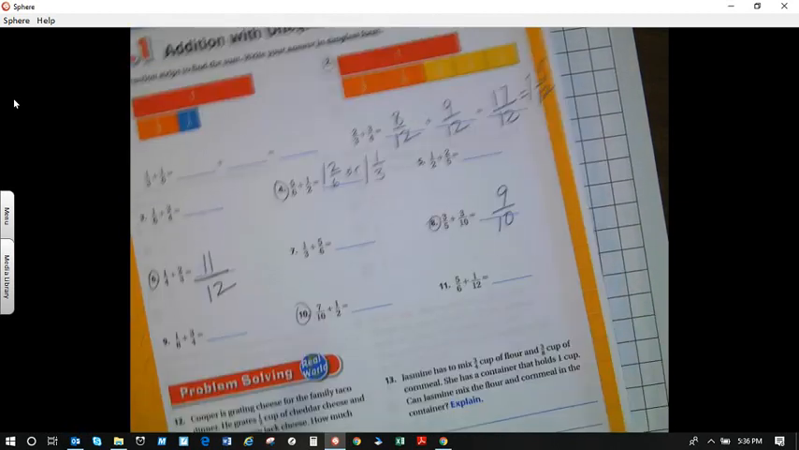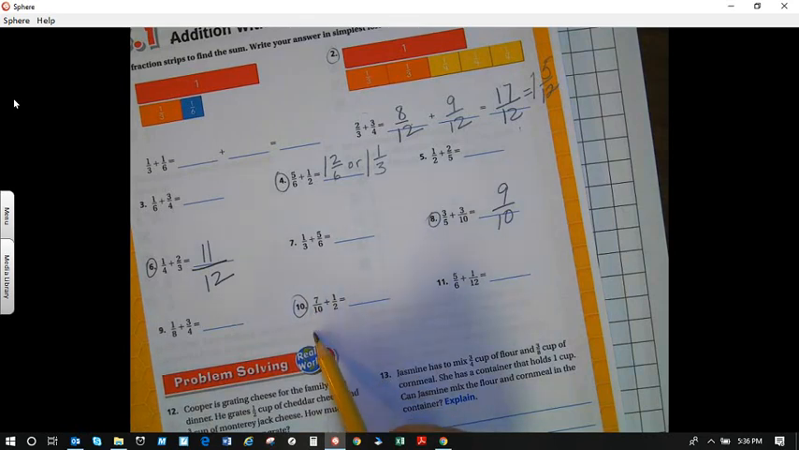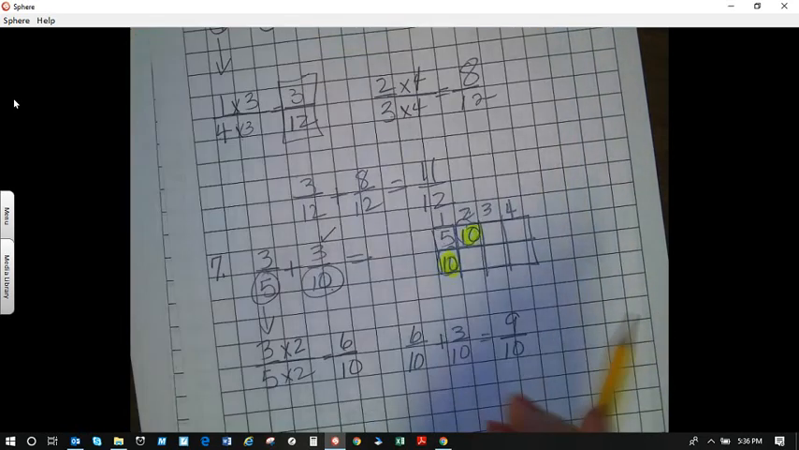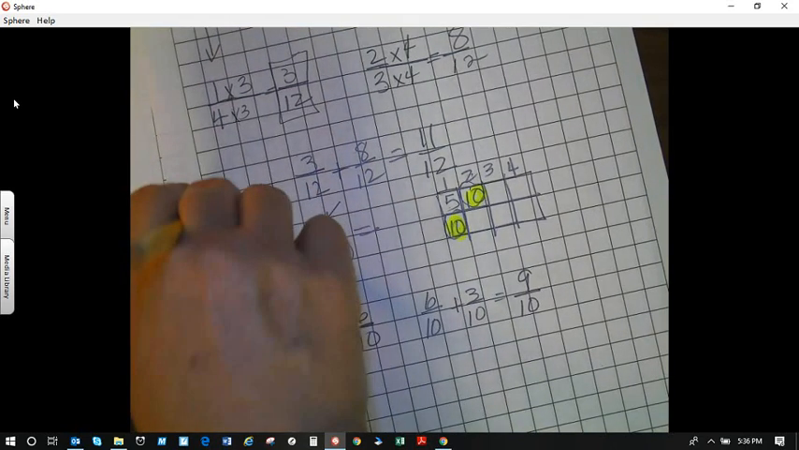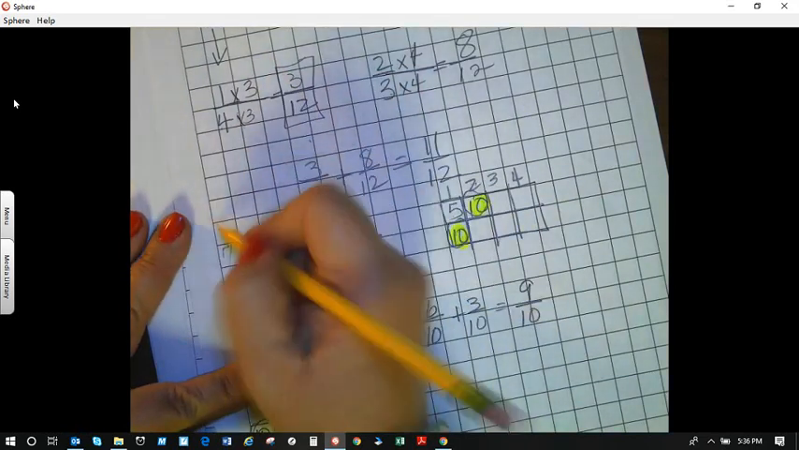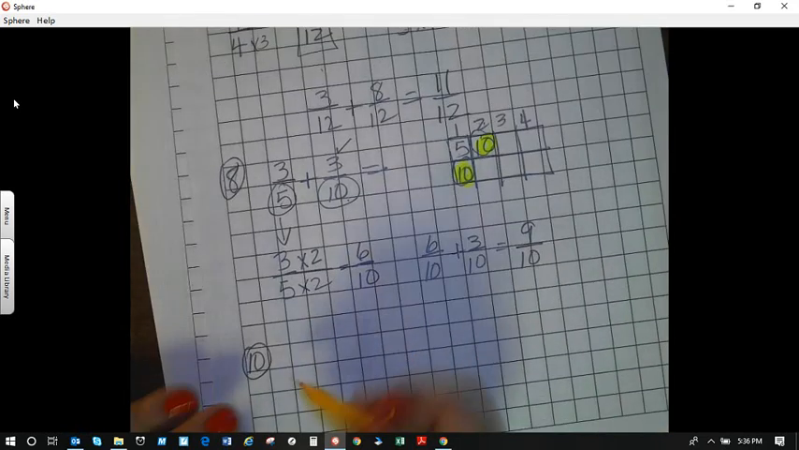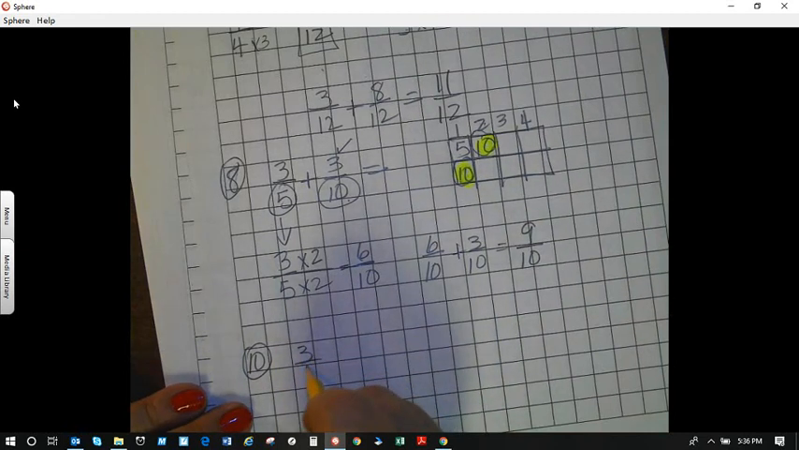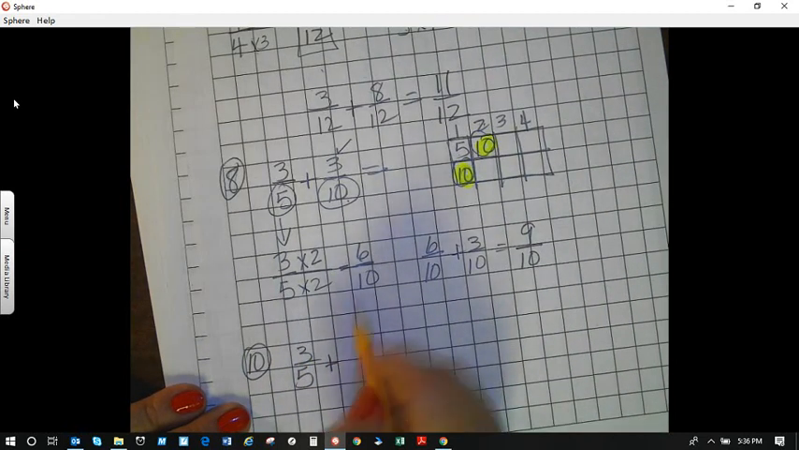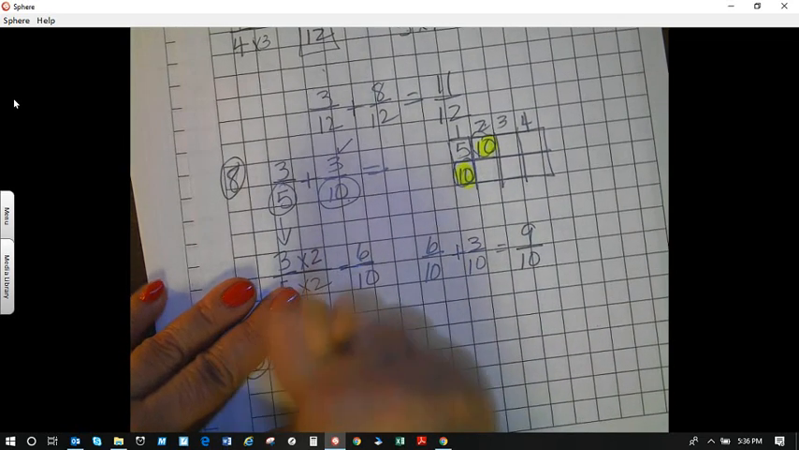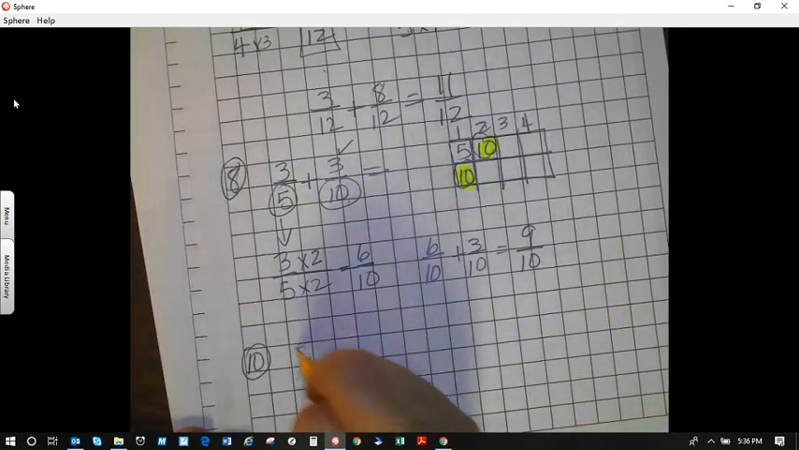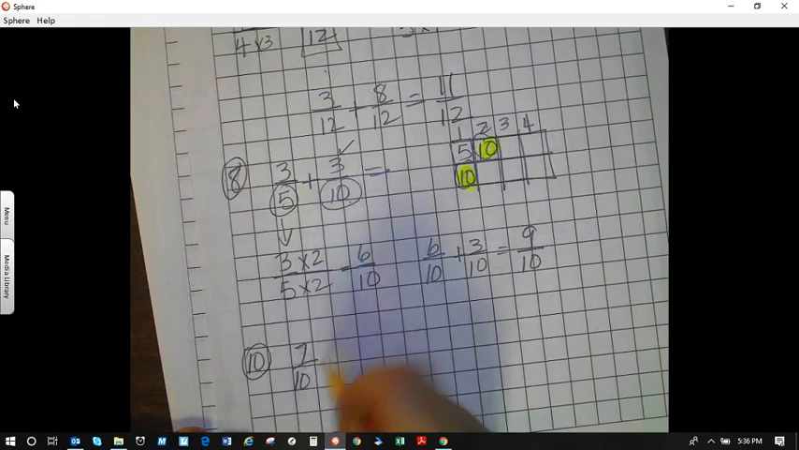All right, number 10, 7/10 plus 1/2. What did I do? This here is not supposed, this is 8. Sorry about that, guys. That's 8. And number 10, I have 3/5. I lied on that one too. Didn't mean it, accidental. 7/10 plus 1/2.